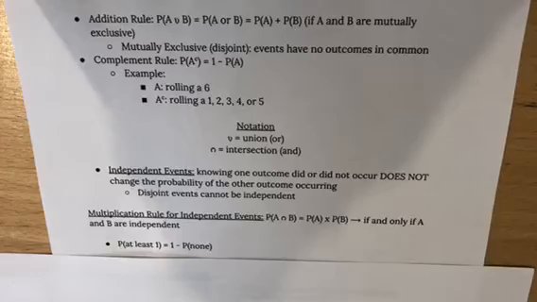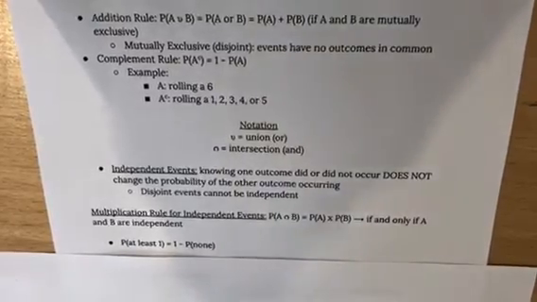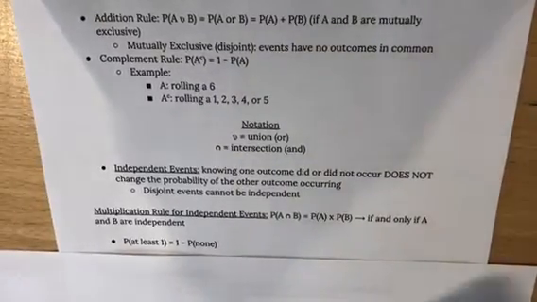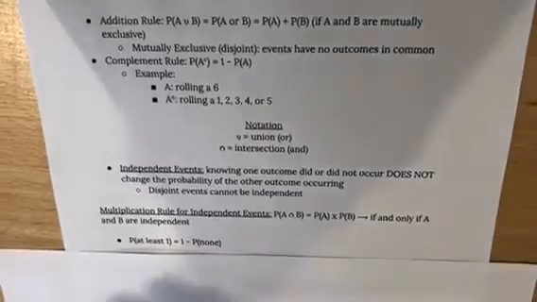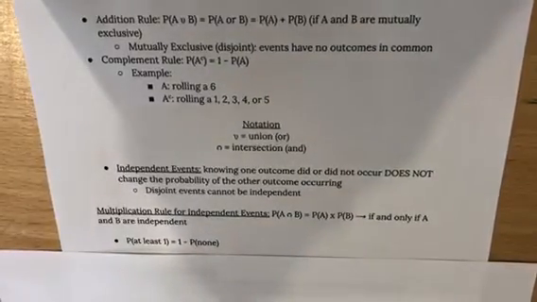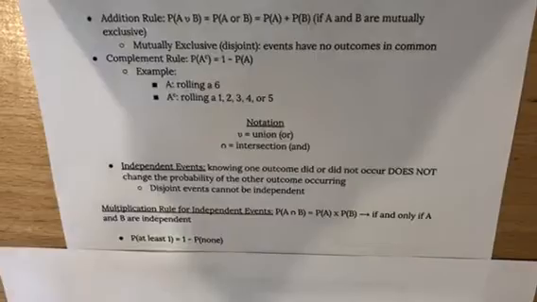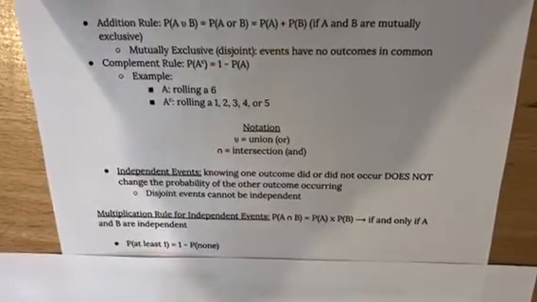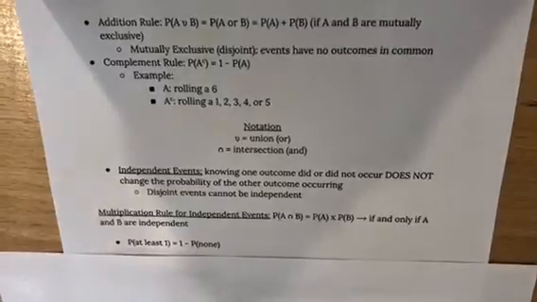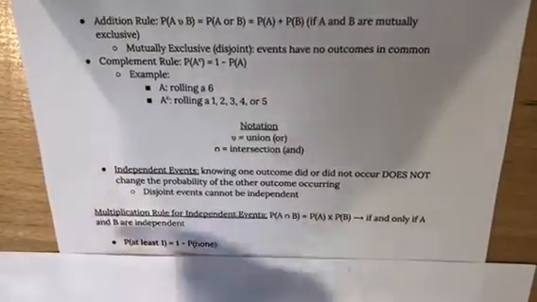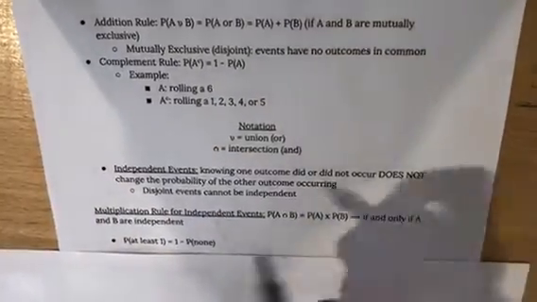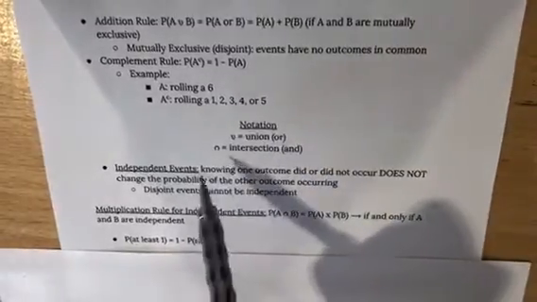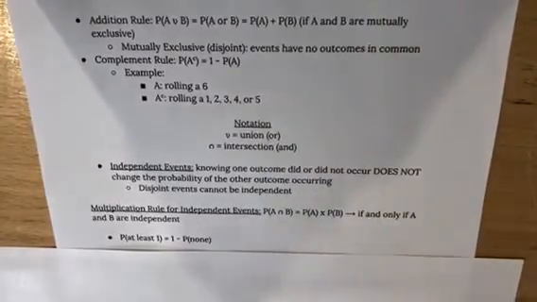The complement rule states that the probability of the complement of A is 1 minus the probability of A. For example, say the event was rolling a 6. The complement of rolling a 6 is rolling a 1, 2, 3, 4, or 5. Notation in probability uses these two symbols: union, which means or, and intersection, which means and.